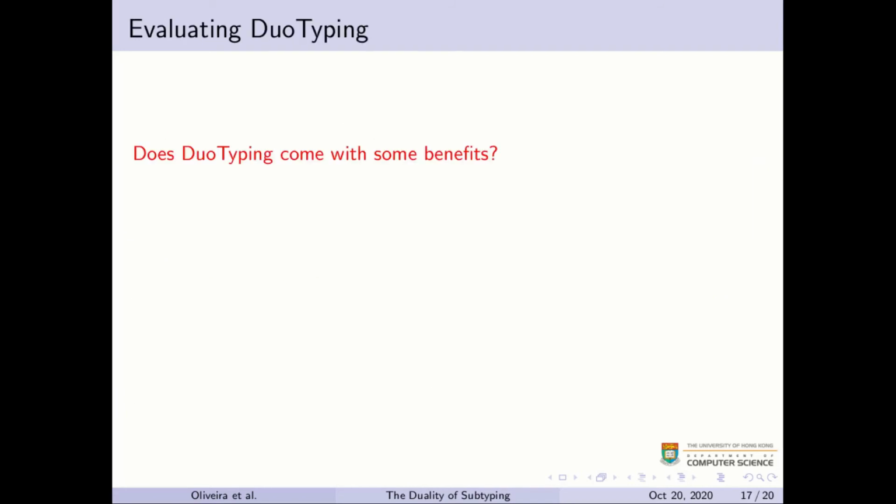Now, since we saw the introduction of duotyping, a question here is, why should someone use duotyping? Or does duotyping offer some benefits that are not available in the traditional subtyping systems?